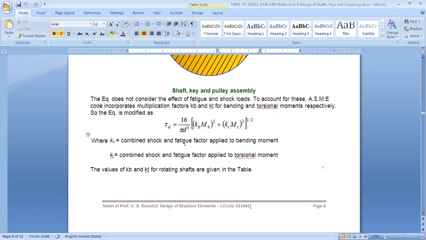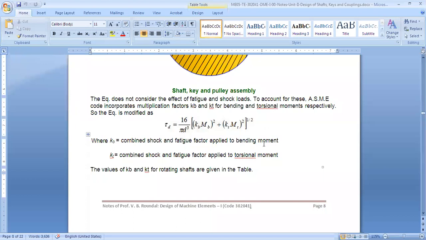Because if you don't consider these factors, as in the numerical we took in the last lecture where these factors were not considered, and we use that diameter for the design of the shaft, what will happen in case of fatigue, or if it is used for too long and goes under fatigue, or in case of shock, your shaft will fail. Are you getting me?